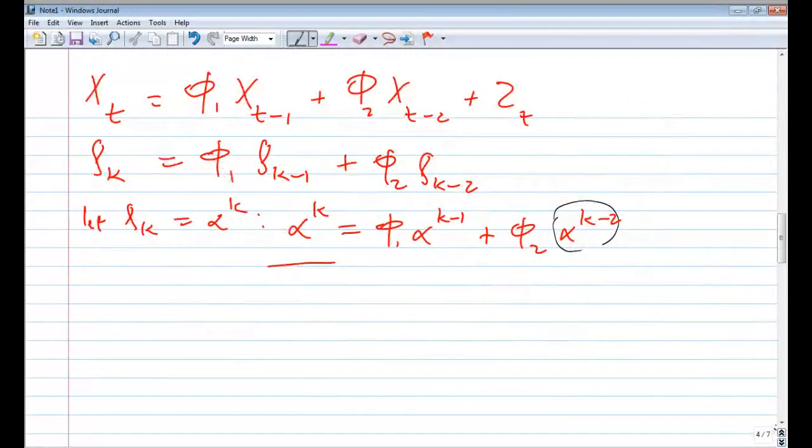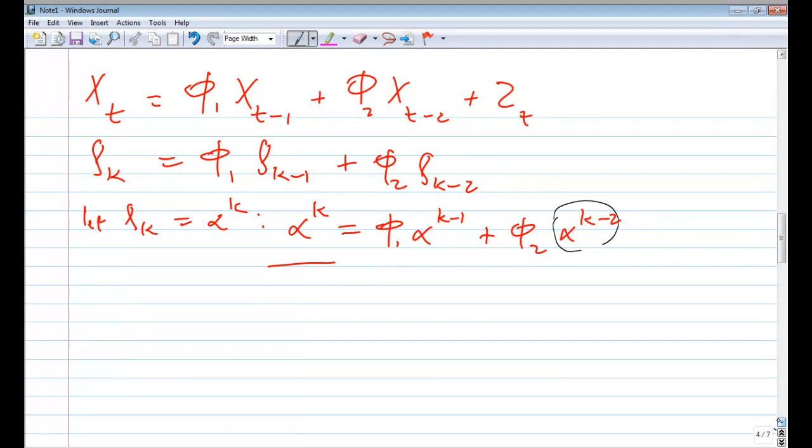So what are we doing on that page? We are trying to calculate the autocorrelation functions now. Step number 1, we wrote the autoregressive process of order 2, xt equal to something. Then step number 2, you change xt to be rho k. Where there is xt, you put rho k. Where there is xt minus 1, you put rho k minus 1. Where there is xt minus 2, you put rho k minus 2.